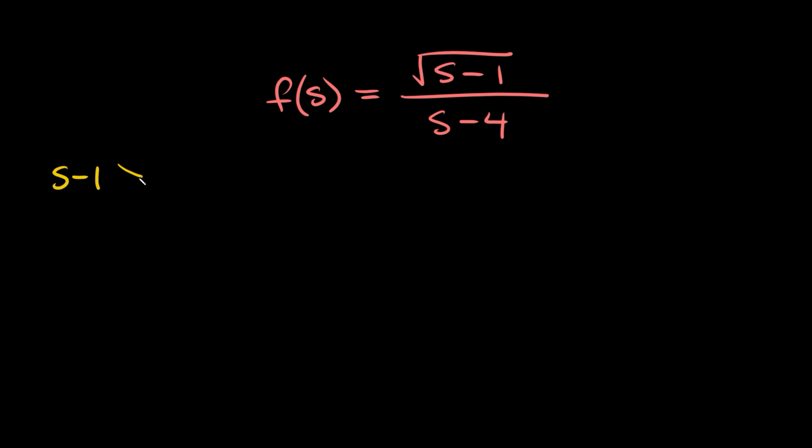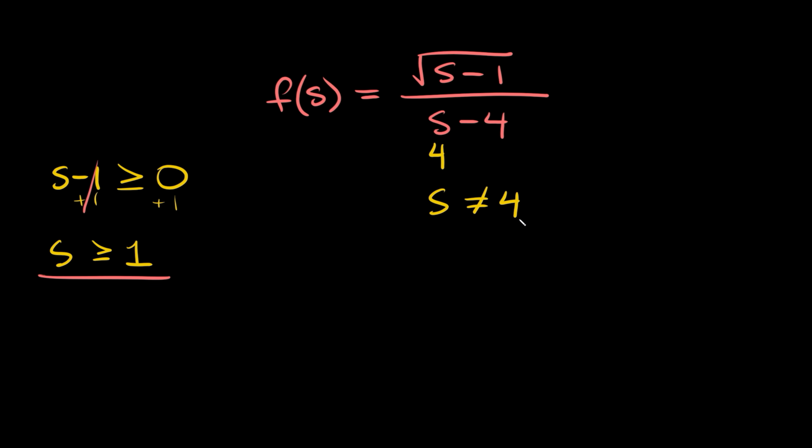So s minus 1 has to be bigger than or equal to 0. Okay, so here if we solve for s, right, we can just add 1 to both sides, those die, and we're left with s is greater than or equal to positive 1. Okay, so this is part of our domain. Now, the other thing that we need to check is the denominator. So again, this can't be equal to 0. So what number would make the denominator equal 0 here? Well, that would be a 4, right? So here we have to say that s cannot be equal to 4, okay?